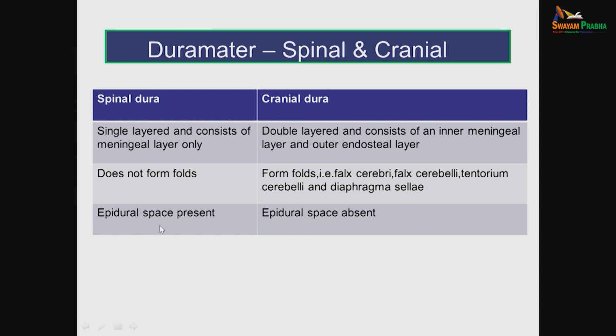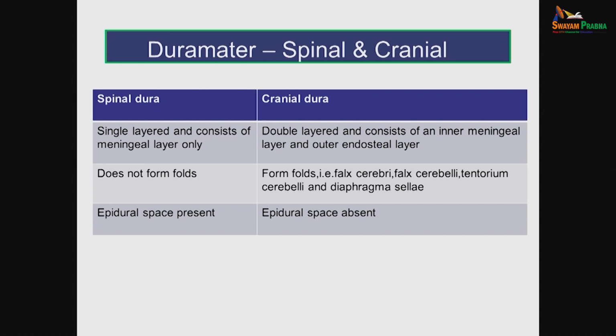As I have already mentioned, the space between the vertebral column and the dura mater is called the epidural space. This space is present between the spinal dura mater and the vertebral column. But in case of cranial dura mater, there is no space between the bone and the dura mater. So, epidural space is absent. These are the 3 major differences between the spinal dura and the cranial dura.